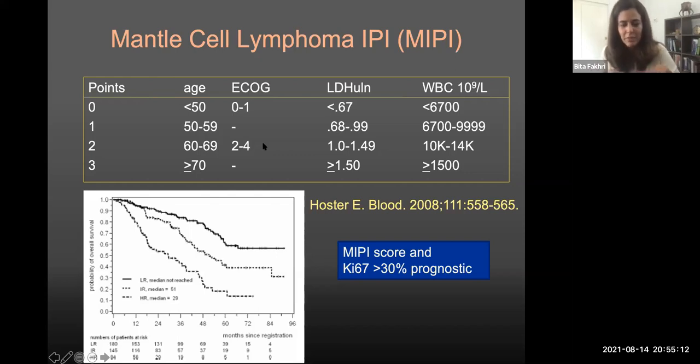Again, they haven't been compared directly, tafa-len versus BR-pola. But just my gut feeling, if we want to get someone to auto transplant and we just want an extra help from another treatment option, among all the things that you mentioned, tafa-len, selinexor, loncastuximab, I would personally choose BR polatuzumab.